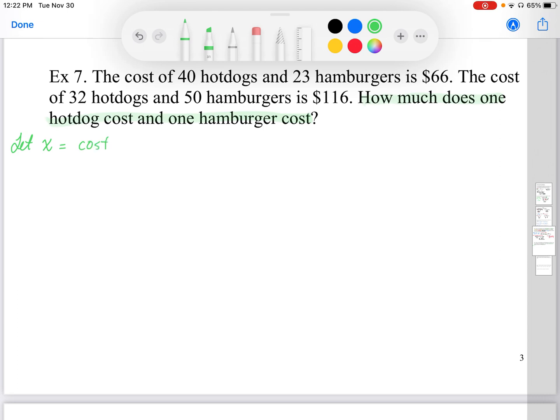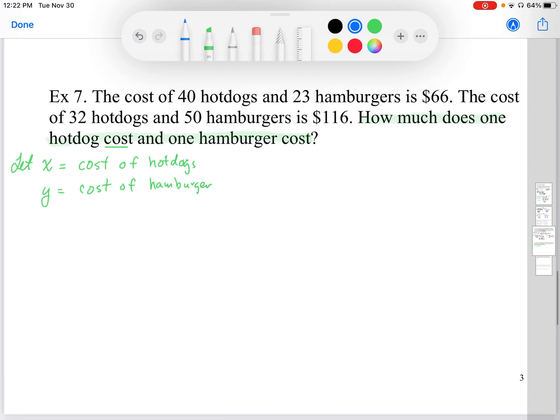Okay, so again, make sure you keep in mind the quantities. x is the cost of one hot dog, and y is going to be the cost of one hamburger. So once I've set my variables, I can now come up with some relationships.